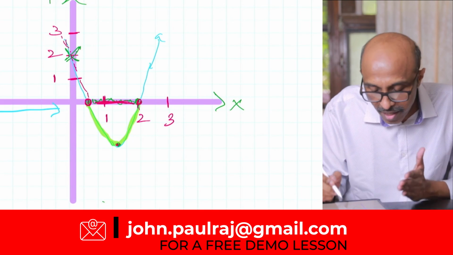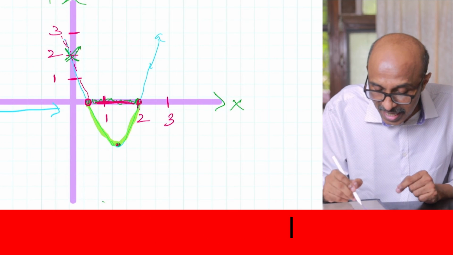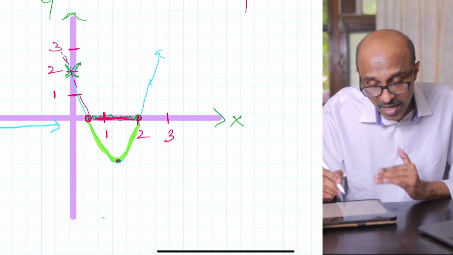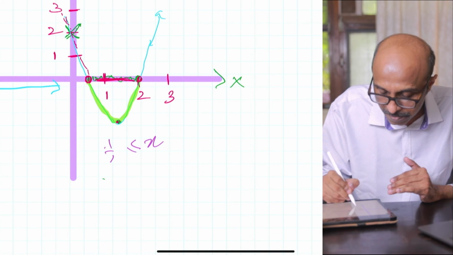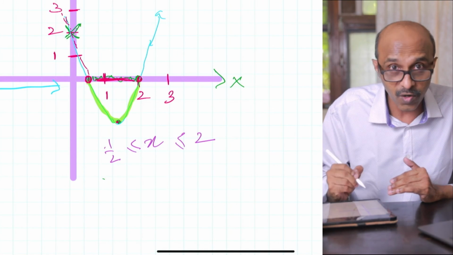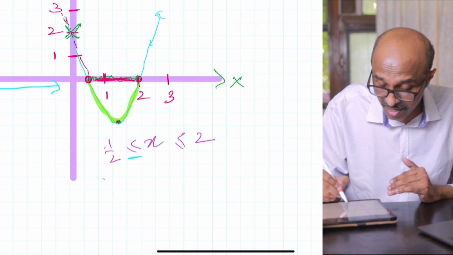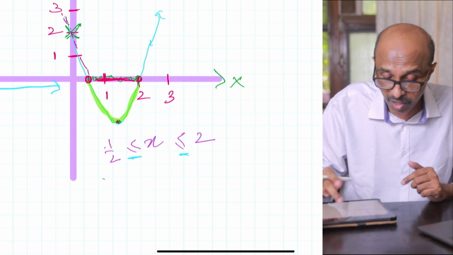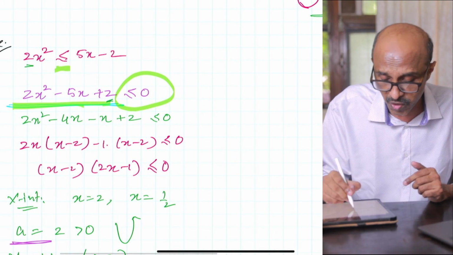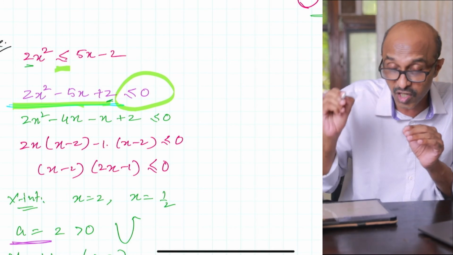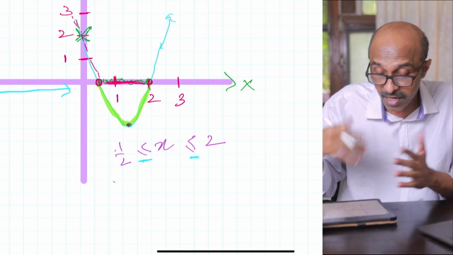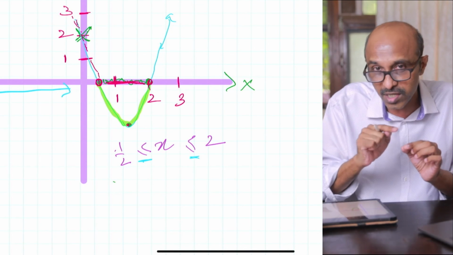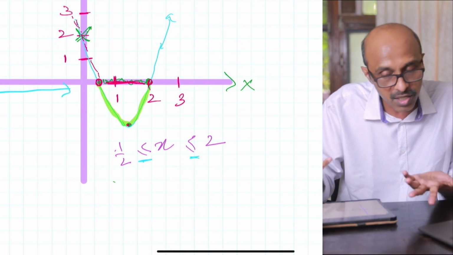So just by looking at the graph, we can clearly see that the graph of this quadratic is below the x-axis for values of x that are greater than or equal to half and less than or equal to 2. All right. And why in this case are we using the sign less than or equal to? Because in the question, it says less than or equal to. So that's something that you need to keep in mind. If it says just strictly less than, then your solution should say strictly less than. Like in the earlier video, we took examples where it was just strictly positive, strictly greater than. So we use a solution in that sense.